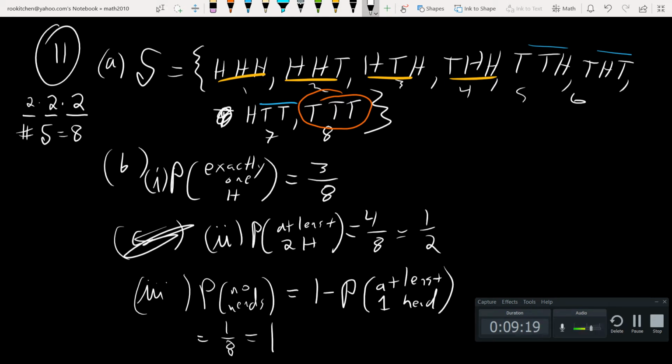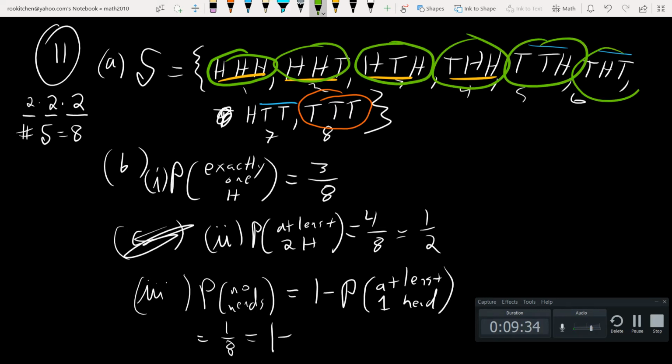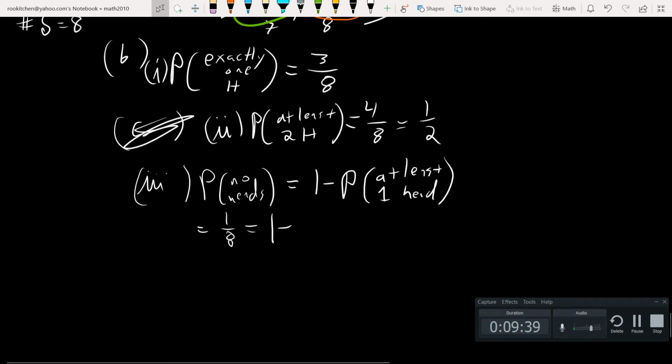But you could also say it's 1 minus the probability of getting at least 1 head. So let me go through and circle the cases with at least 1 head in green. This one has at least 1 head. This one has at least 1 head. This one, this one, this one, this one, this one. The only one that doesn't have a head is that one. So the probability of getting at least 1 head is 7/8, and if you subtract that from 1, you get 1/8 again. Okay, so that'll come up.